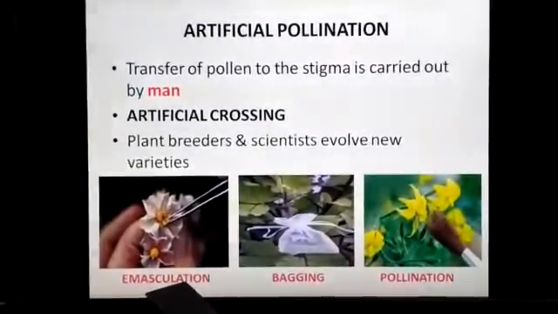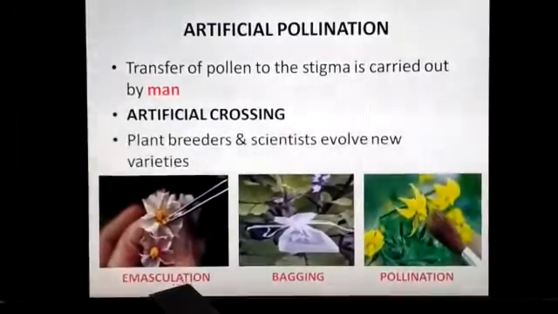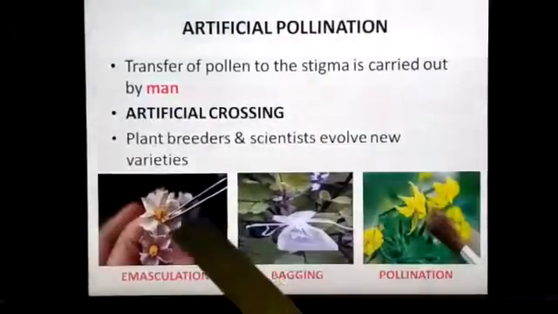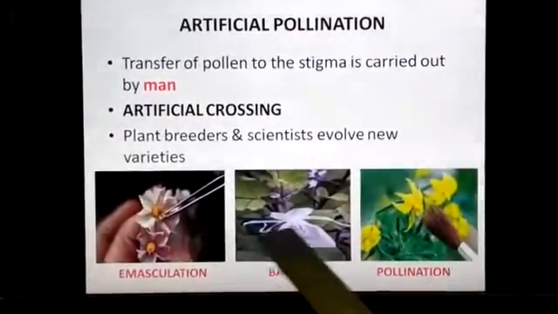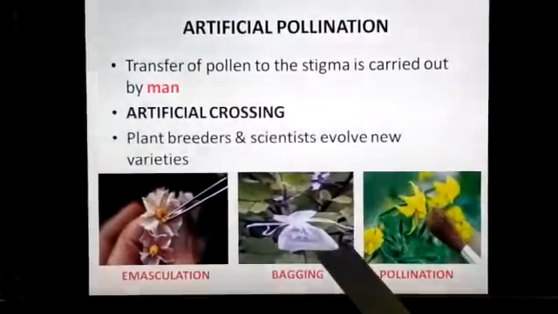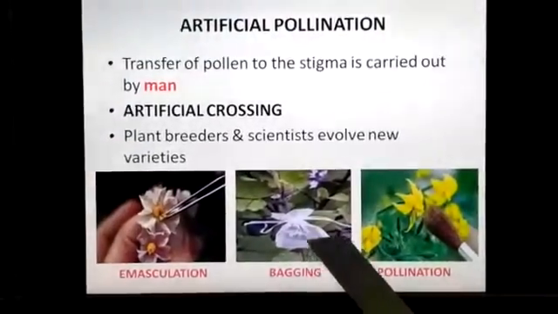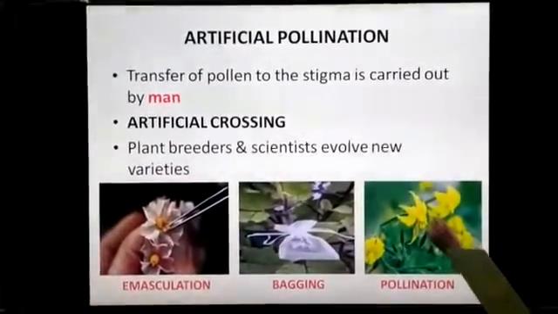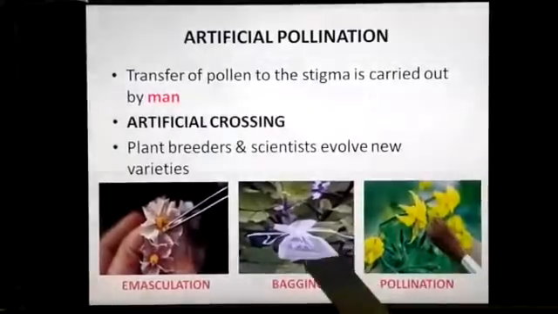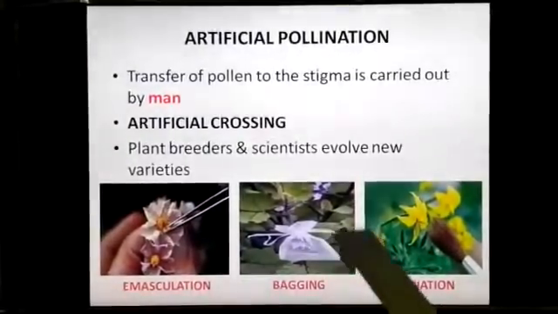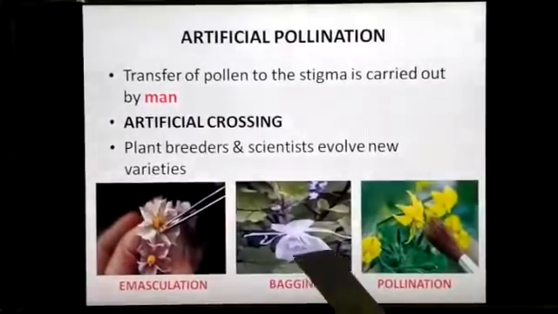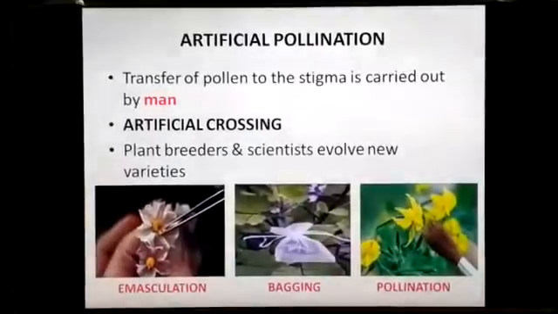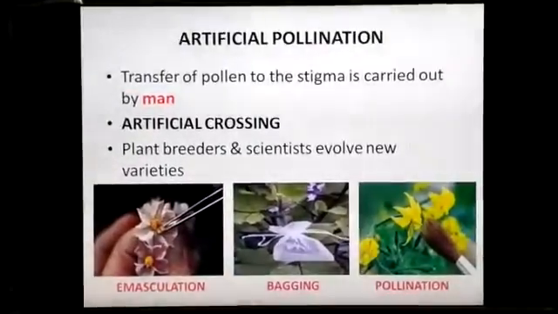The first step is emasculation. It means removal of the male part of a flower. The male parts of the flowers are plucked, and then these flowers are bagged, covered by a bag. Then pollen grains of a desired variety are picked up, as shown here by a brush, and sprinkled over the bagged flower. The bag is removed, and then the further process of reproduction takes place and results in a new variety of flower.